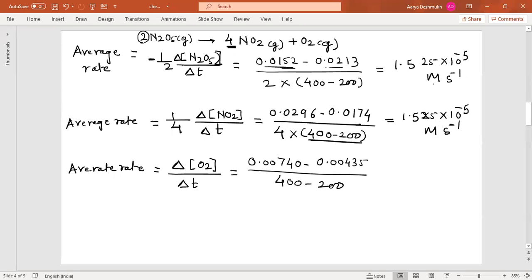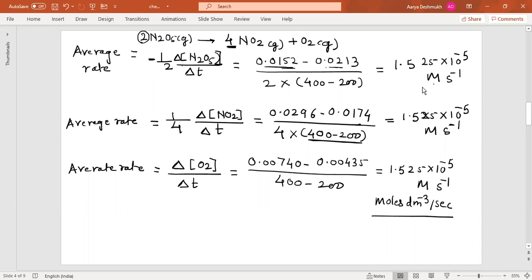You need not multiply here because there is only 1 mole of O2 forming, so the coefficient is 1. Here we multiplied by 2, here we multiplied by 4, and here it should be multiplied by 1, meaning it is the same. So if you solve this, you will get the same thing, 1.525 into 10 raised to minus 5 molar per second, or this is nothing but moles per dm cube per second. Remember, okay, the unit is this.